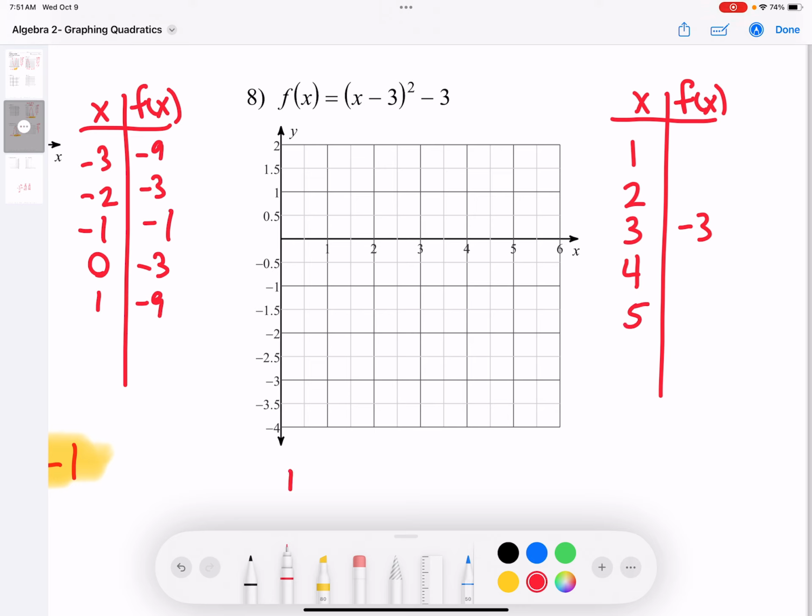So now we're going to plug in. So we're going to plug in f of 1 equals 1 minus 3 squared minus 3. So we're going to take this and plug it into our calculator. So we're going to do parentheses, 1 minus 3 parentheses squared minus 3. And we get 1. Okay? And then the rest is going to be up to you.